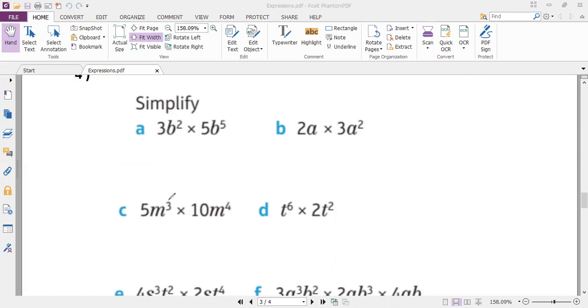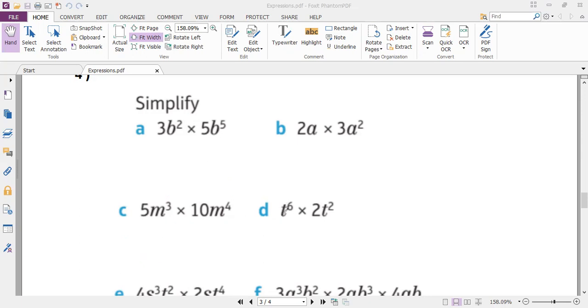5m raised to the power of 3 times 10m raised to the power of 4. So multiply 5 times 10. 5 times 10 is 50. And m raised to the power of 3 times m raised to the power of 4, we will write m. And then we will add powers. 3 plus 4 equals 7. That's it. So when multiplying like bases, we add powers, as I said.